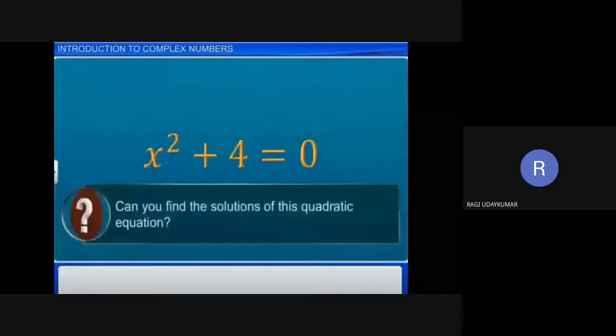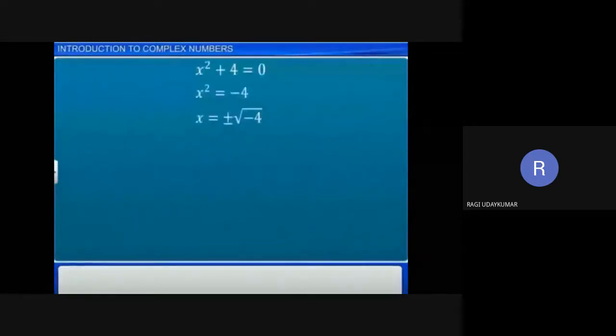Okay. So here x square plus 4 equals 0. This is a quadratic equation. And the solution of this quadratic equation, if you try to find out, x square equals minus 4. Any number squared will not be negative. So x is equal to plus or minus under root of minus 4, and you are not going to get that. The square of any real number is always non-negative. So that's why it is not possible in real numbers.